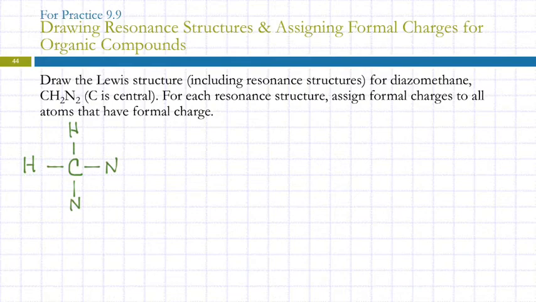We have to figure out how many valence electrons. So carbon has 4, and then we've got 2 hydrogens. They each have 1. And we have 2 nitrogens, and they each have 5. So 10 and 2 and 4 should be 16.